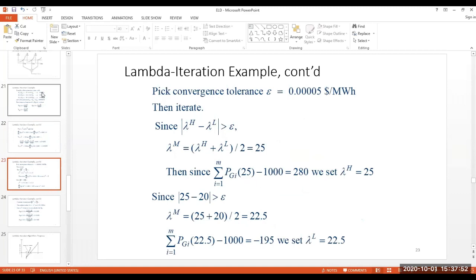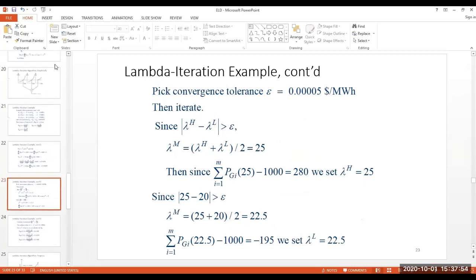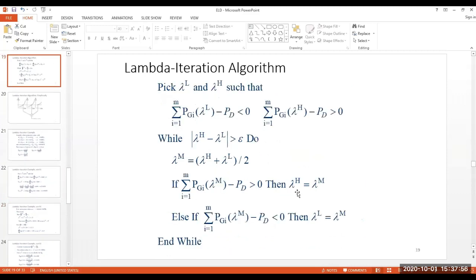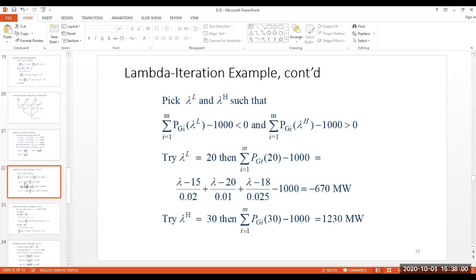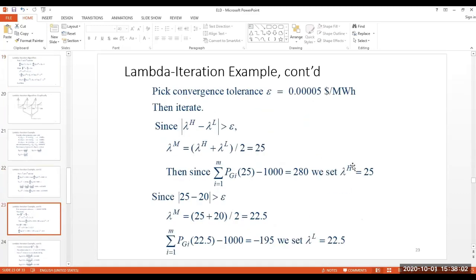So error is what? Positive. So if error is positive, what is the condition? Lambda H has to be updated. So we update lambda H. It was previously 30, so we update it to 25. Remember, lambda L should still be set at 20. It will not be updated. Again, we check lambda H is now updated to 25, lambda L is 20, this is 5, so it is still higher than my very, very small epsilon.